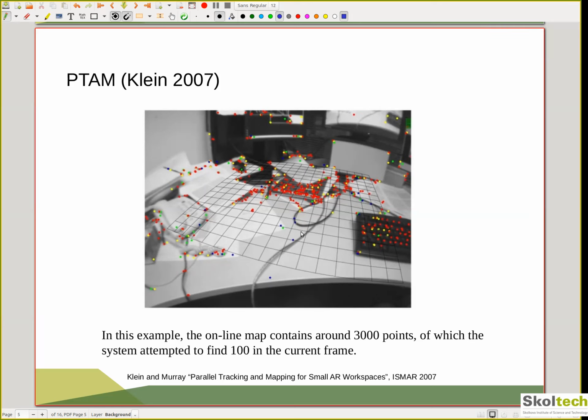Maybe I have one question. How do they decide keyframes in PTAM?